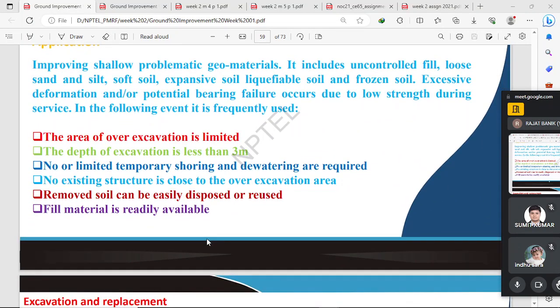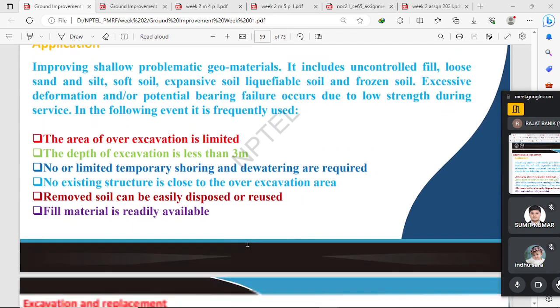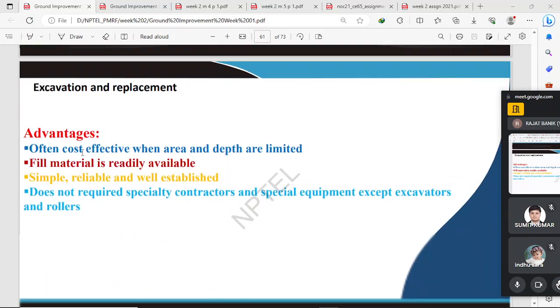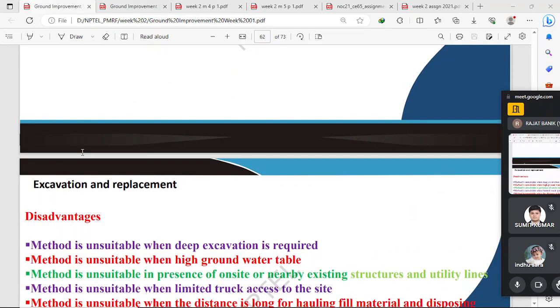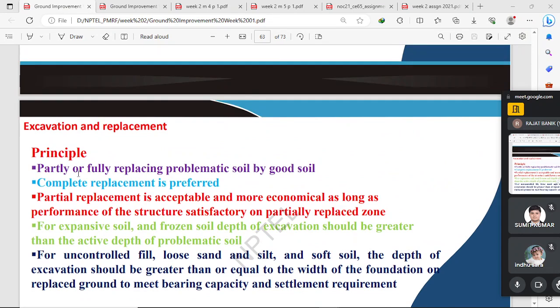And we also learn about the different applications, up to what depth it is suitable or not. And we see how much it is used, what the benefits are in these techniques, and what the advantages and disadvantages of these techniques are. We also learn about the principle, which soil it is used for and how, and how it is suited for the uncontrolled field and so on.